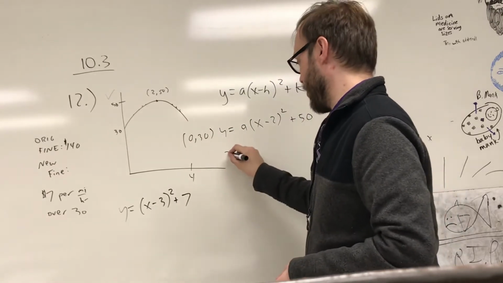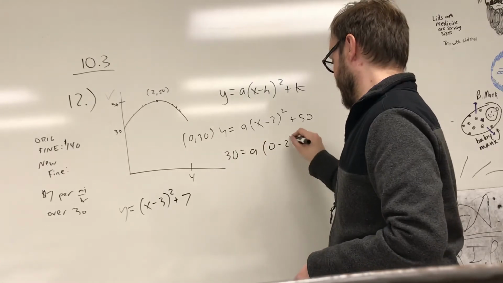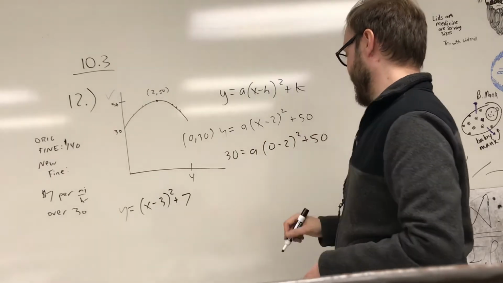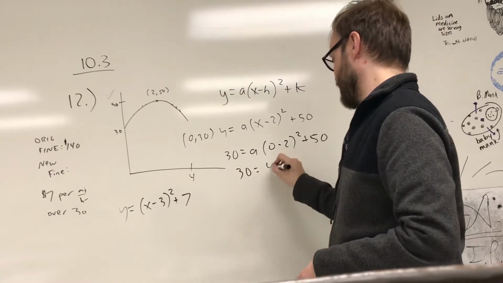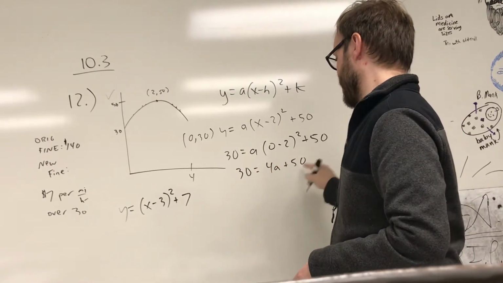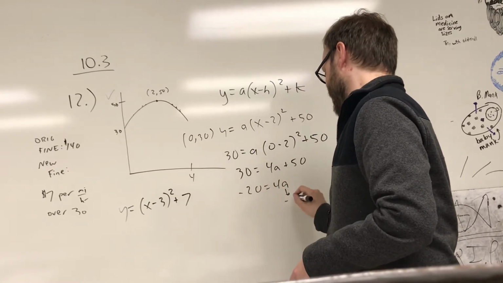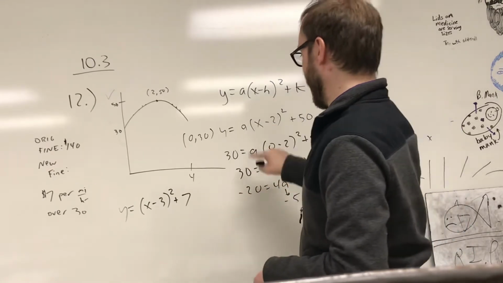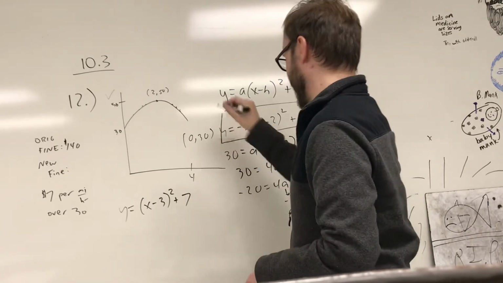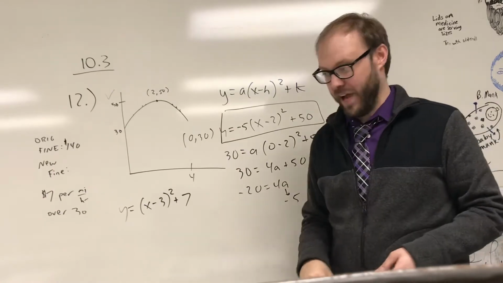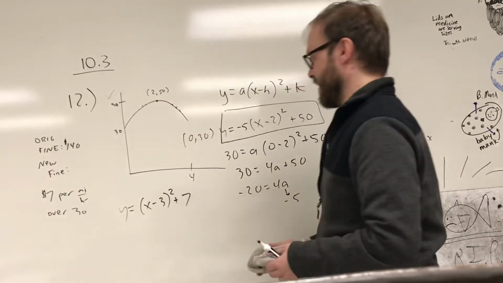So we want y to be 30 when x is equal to 0. And anyway, if we work this out, that's 30 equals, negative 2 squared is 4, so that's 4a plus 50. Subtract 50 on both sides, negative 20 is equal to 4a. So a there is going to be negative 5. So our function is y equals negative 5 times (x minus 2) squared plus 50. Okay? And at this point, we can just stick this in the average value formula and be done with it.